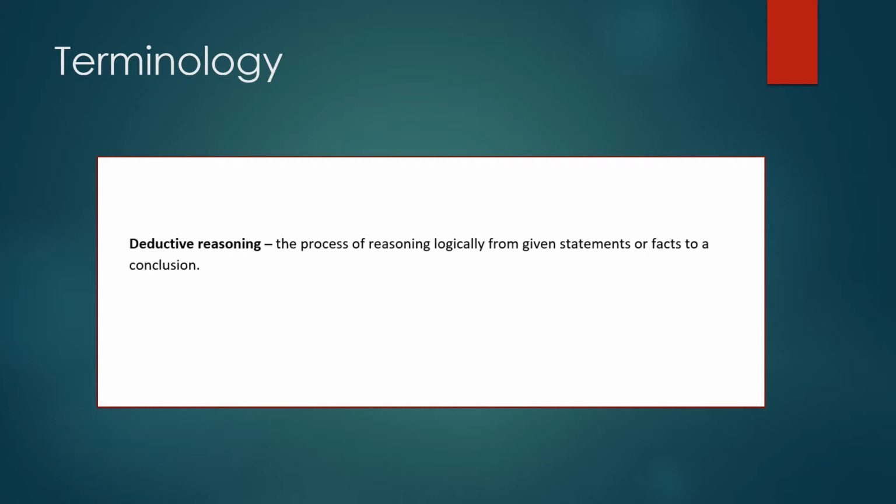So if you remember earlier, we had a reasoning called inductive reasoning. And inductive reasoning was based on patterns and observation. And from there, we would draw a conjecture, which could be true or false. Deductive reasoning, we're going to be using given information to draw a conclusion, which would be, if the given information is correct, then our conclusion would have to be correct also.